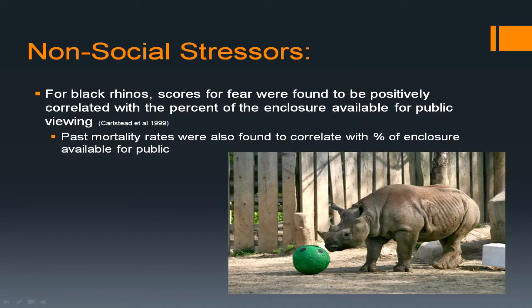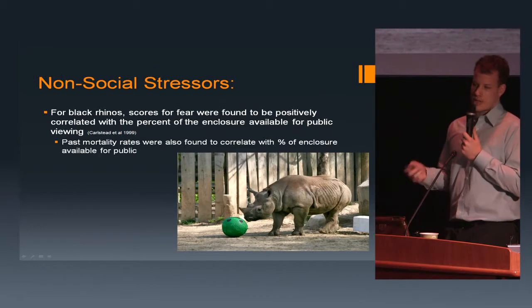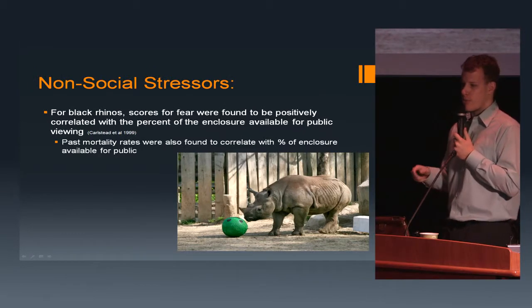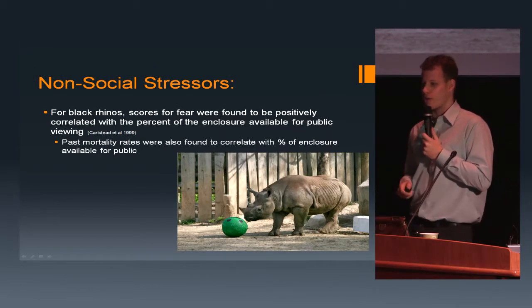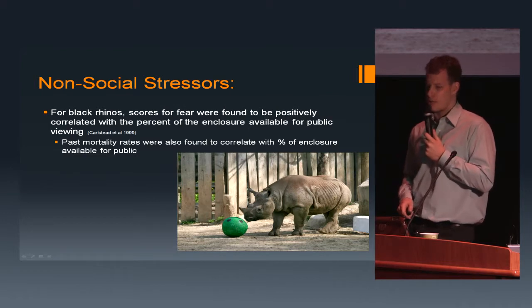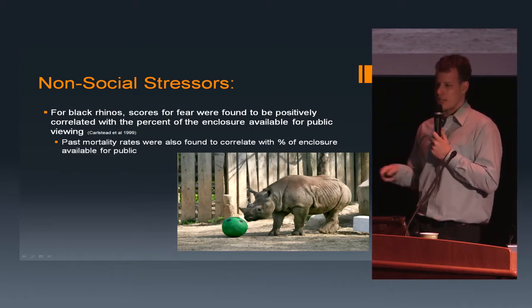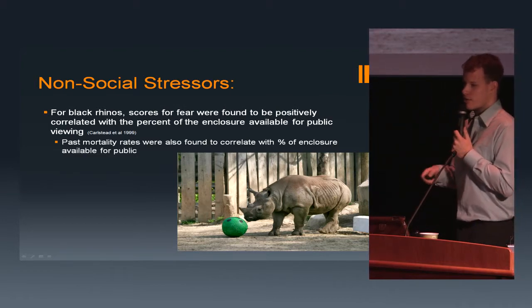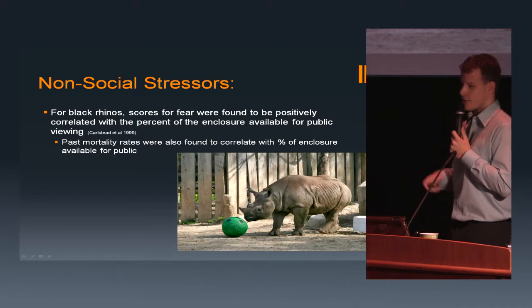And we can also consider non-social stressors. So this is an example. These come from zoo rhinos. And their scores for fear were found to be positively correlated with the percent of the enclosure available for public viewing across institutions. And then interestingly, when we look back, their past mortality rates were also found to correlate with the percent of the enclosure available for public viewing, suggesting that there may be a link here between their fear and their mortality rates.